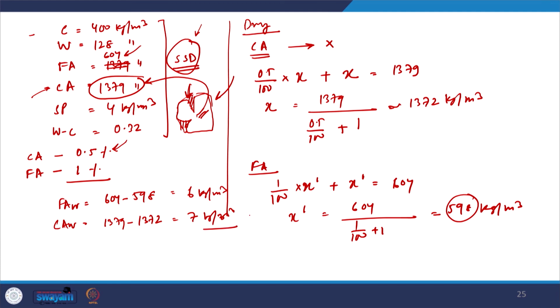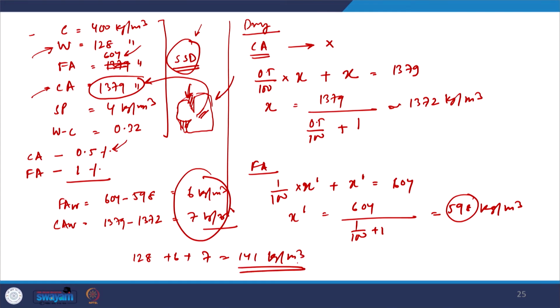which means in the dry state we have to make this adjustment in the total water content. So, the actual total water content in the dry state becomes equal to 128 plus 6 plus 7, which is equal to 141 kgs per meter cube. So, I think you understand that this will be the new weight of water which we have calculated, all right.